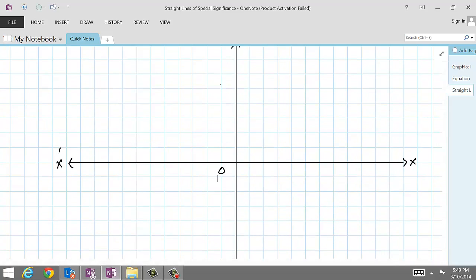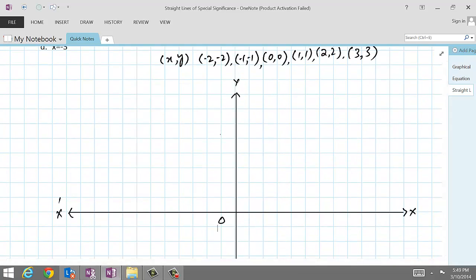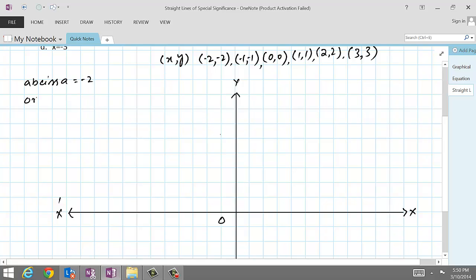Now the ordered pair of values we have, let's start from (-2, -2). So -2 is the abscissa, and the ordinate is -2 as well. For the abscissa, we can only move left or right. If the abscissa is negative, we will move toward the left. If the abscissa is positive, we will move toward the right from the origin.